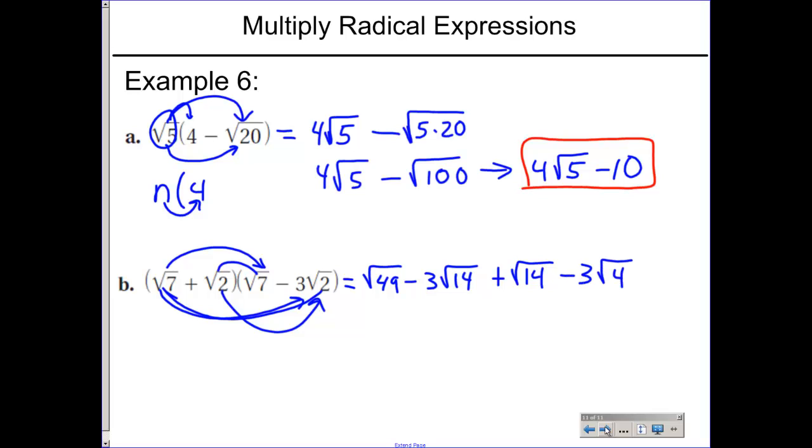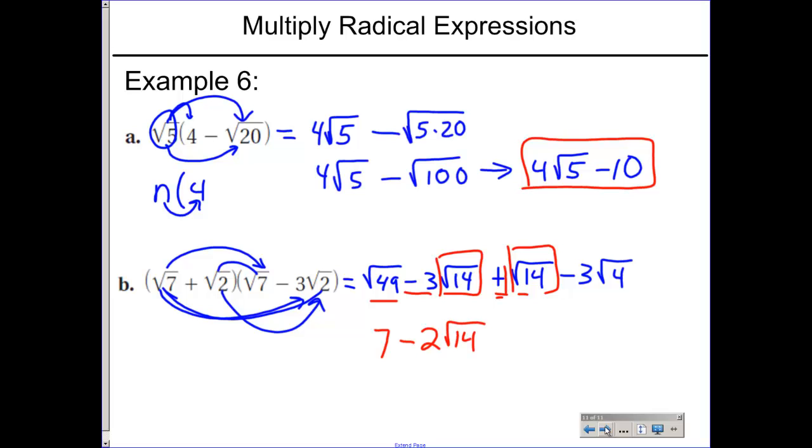Now we're going to simplify. Up here, this is a perfect square, so that becomes 7. These two are considered to be like terms. So this is a negative 3 plus a 1 square root of 14. So the coefficient of that square root of 14 is like a 1. So negative 3 plus 1 is going to give you a negative 2 square root of 14.